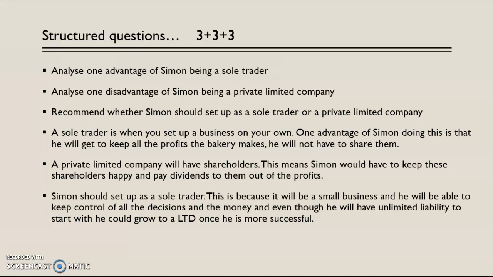And then you've got the judgment for 3. So remember, commit to 1 and justify it for 2 marks. So Simon should set up as a sole trader, tick. This is because it will be a small business and he'll be able to keep control of all the decisions and the money, even though he will have an unlimited liability. To start with, he could grow to a private limited company once he is more successful. So you've got 2 ticks for that judgment. Okay, you're backing up why you think he should be a sole trader.